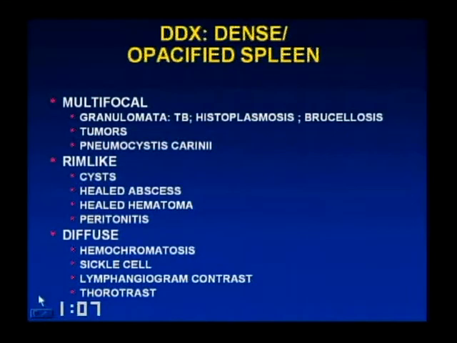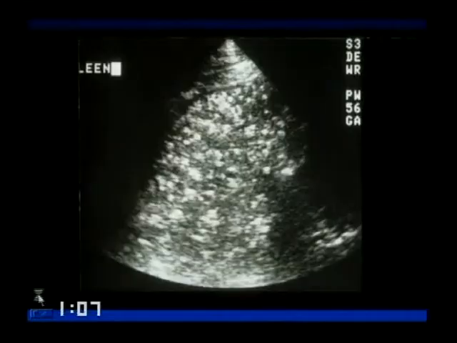And sometimes on the surface or capsule of the spleen, you'll see calcification in patients who've previously had peritonitis or sometimes subcapsular bleeds. High density on the non-infused CT can also, if it's diffuse rather than focal, be seen with hemochromatosis, infarction due to sickle cell disease, and some rare entities that are case reports in the literature, such as lymphangiogram contrast or old cases of thorotrast.